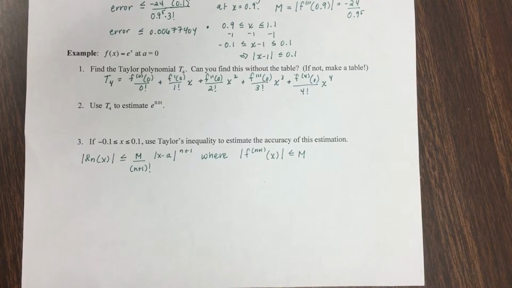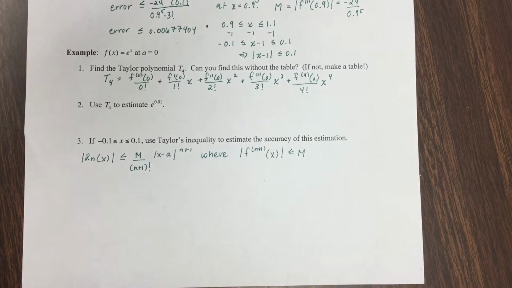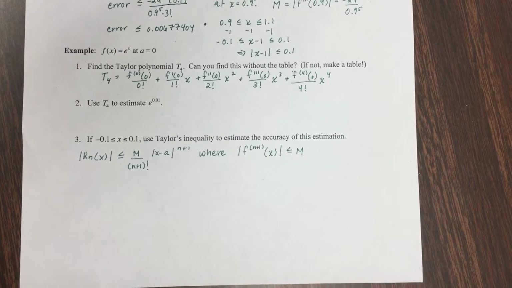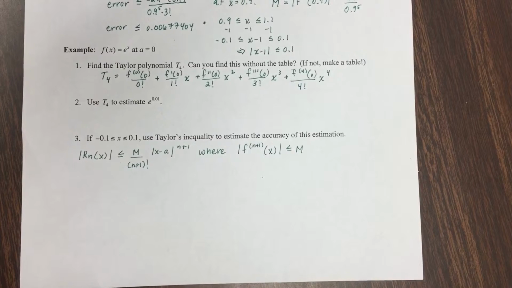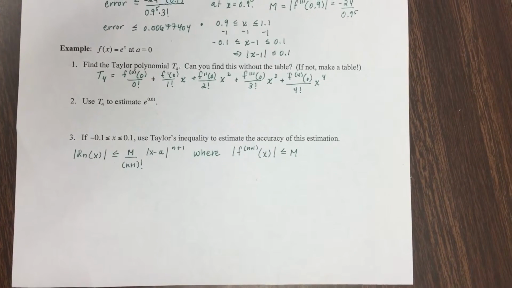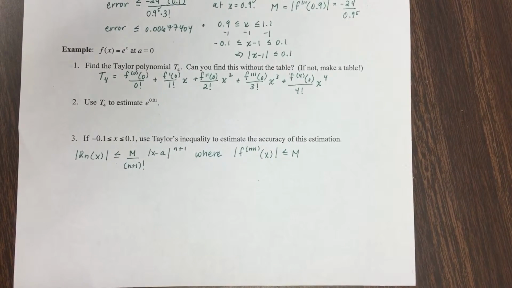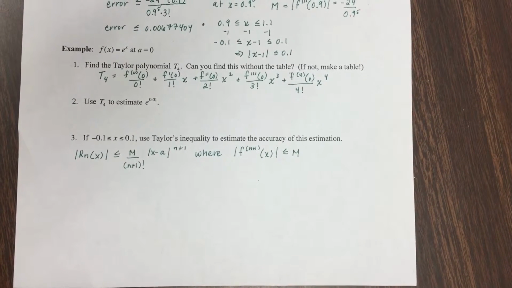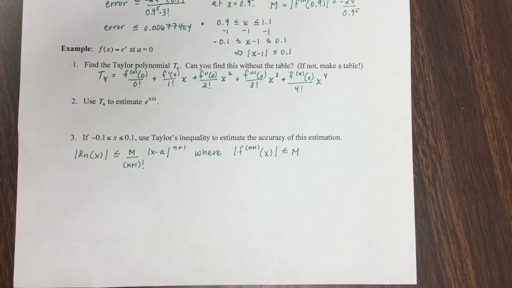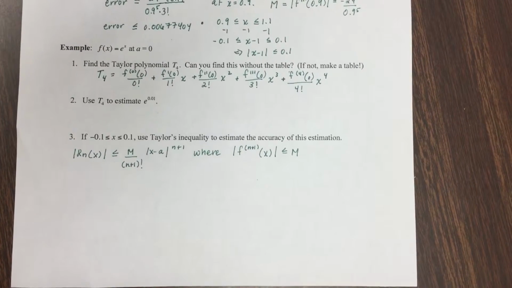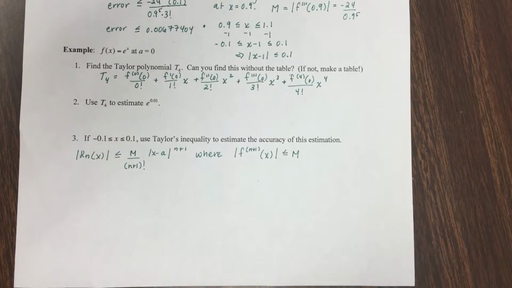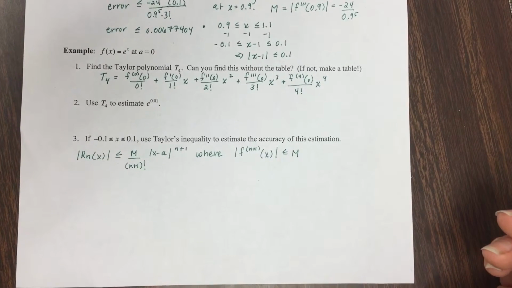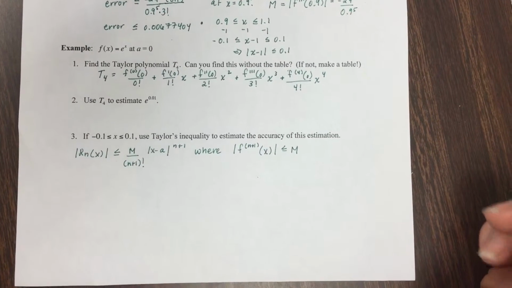T4 is the function's value at 0 divided by 0 factorial for the constant term, plus the first derivative evaluated at 0 over 1 factorial for the linear term, the second derivative evaluated at 0 over 2 factorial for the quadratic term, the third derivative evaluated at 0 over 3 factorial for the cubic term, and the fourth derivative evaluated at 0 over 4 factorial, for the quartic term.